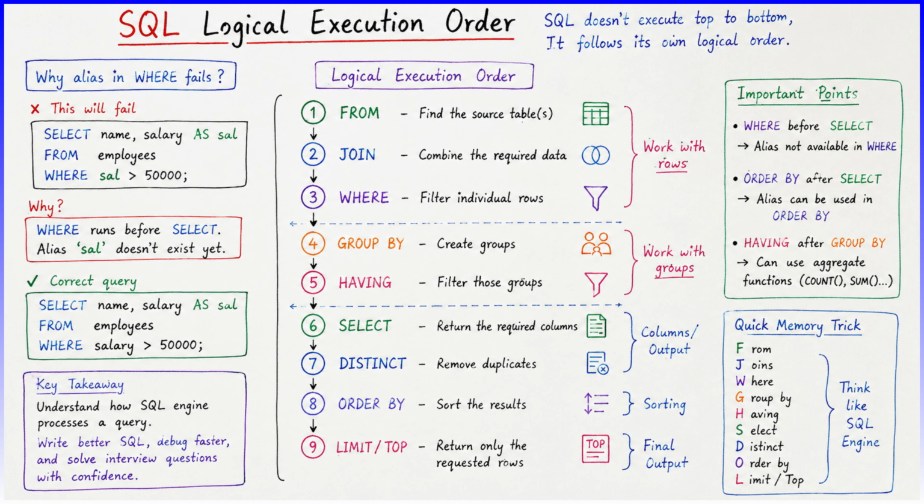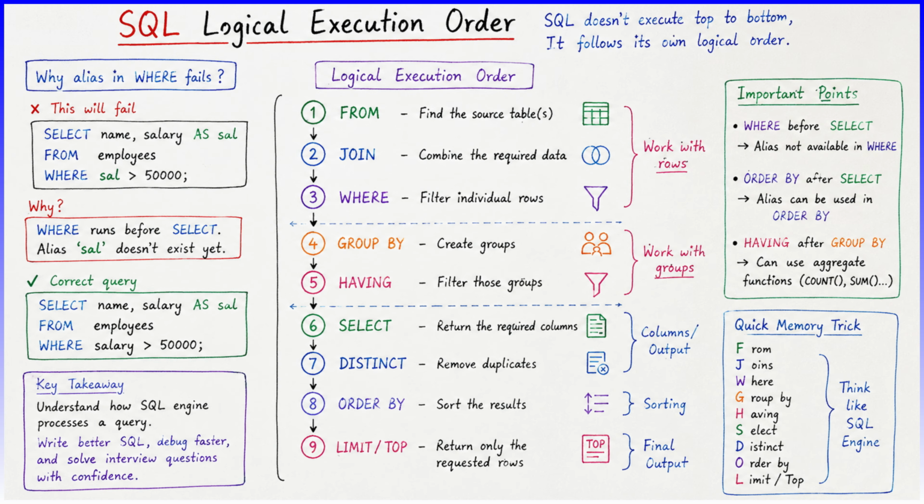So the logical execution order starts from the FROM clause. That is, SQL first looks at the source tables. For example, in FROM employees, this is where it starts. And once it selects the tables, it moves to the join conditions. If multiple tables are involved, SQL joins them together. It creates one combined dataset before doing anything else. So the join will be the second step.